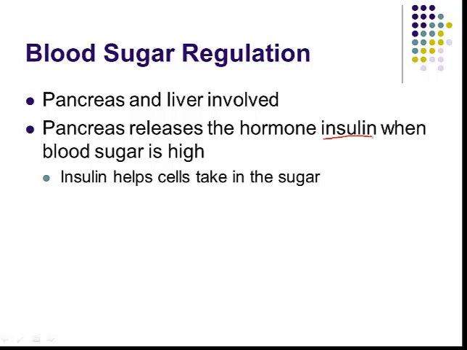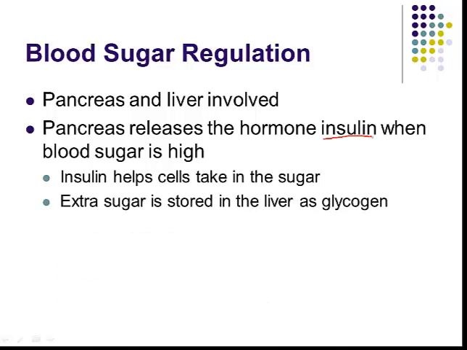So you get a bunch of sugar in your blood. Insulin's going to grab onto that sugar and bring it over to cells so that the sugar is no longer in your blood. Now it's inside the cells, and the cells can use that for energy. Now, any extra sugar that your cells can't use is going to get stored in your liver as a polysaccharide called glycogen. Okay, so we did talk about glycogen before, so your liver has like an energy reserve within it.